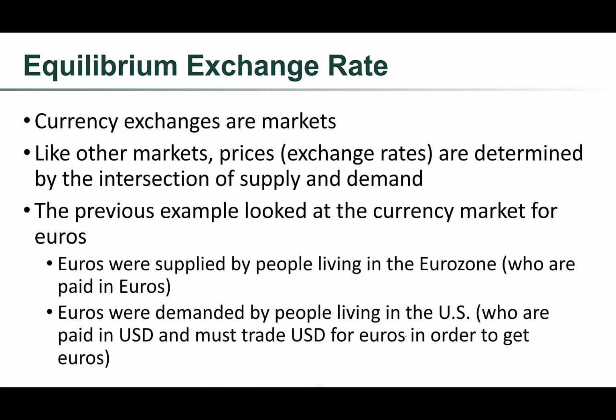Currency exchanges are markets. Like other markets, prices, which are exchange rates, are determined by the intersection of supply and demand. The previous example looked at the currency market for euros. Euros were supplied by people living in the Eurozone, people in Europe. They're the ones who are paid in euros. Euros were demanded by people living in the US, who are paid in US dollars and must trade US dollars for euros in order to get euros so they can buy things made in Europe.